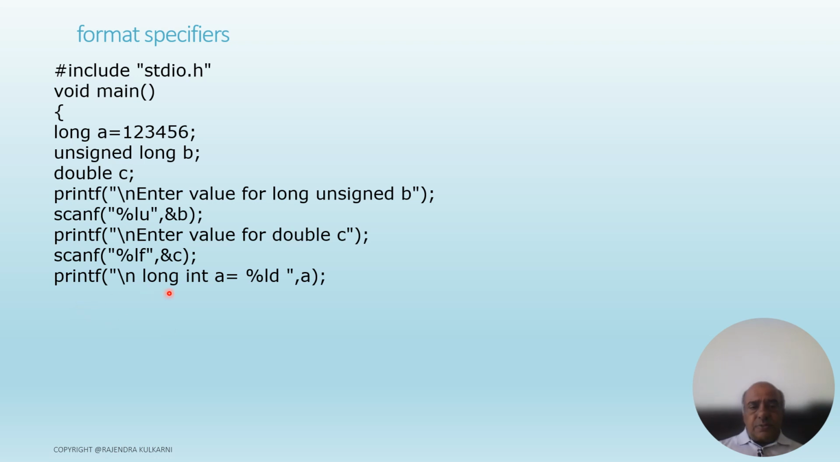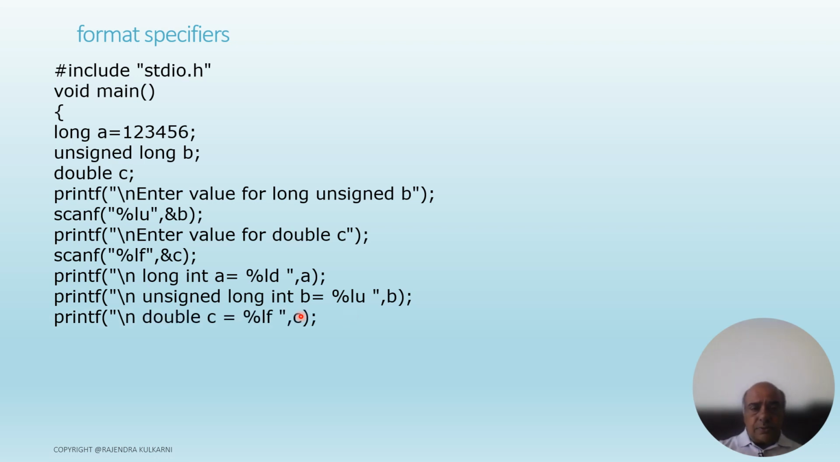Then the printf statements, which will give us the values displayed on our monitor. Long int A is equal to %ld A. %ld is the format specifier for long int. %lu is the format specifier for unsigned long int. %lf is the format specifier for double.